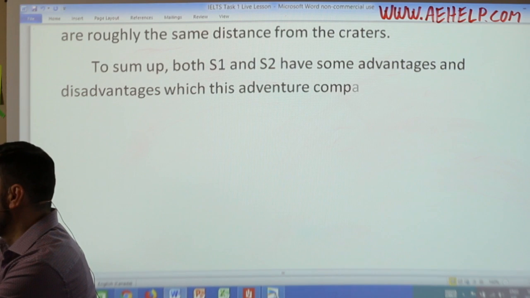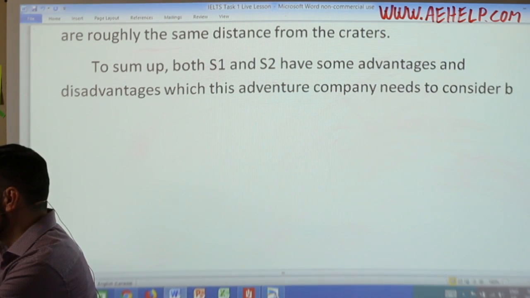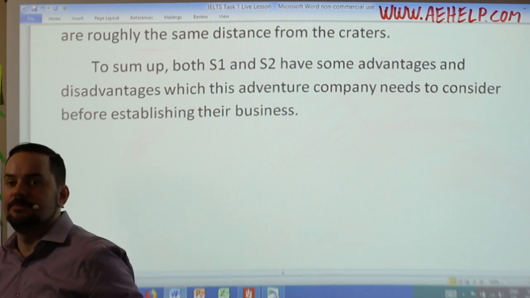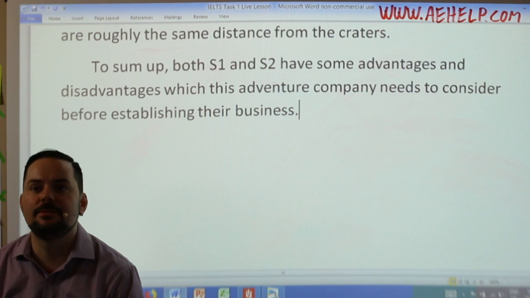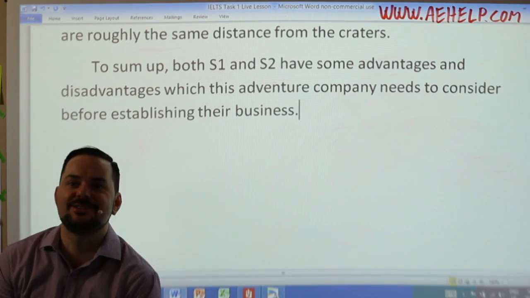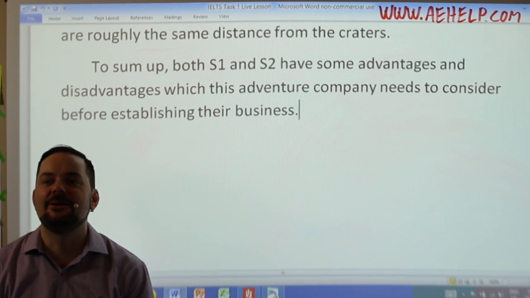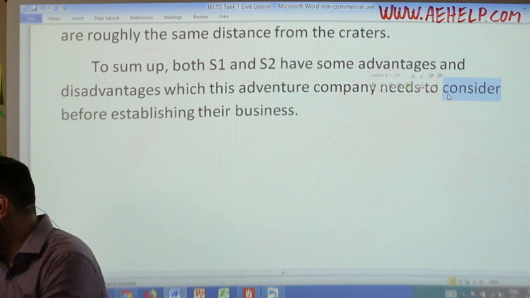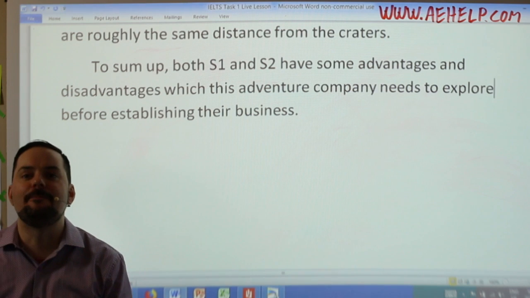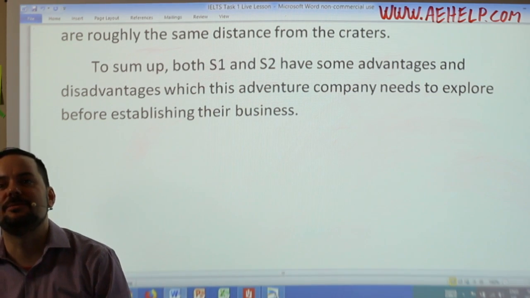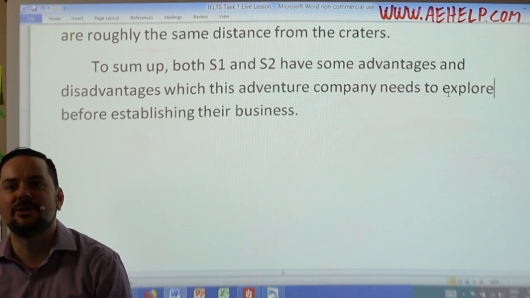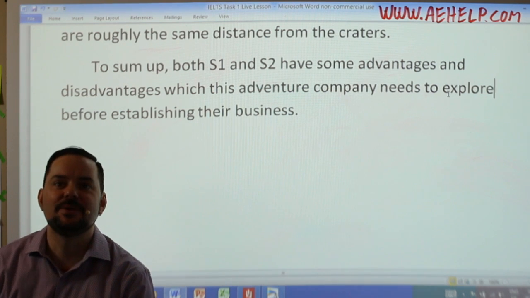this adventure company needs to consider before establishing their business. Okay. So to sum up, both Site 1 and Site 2 have some advantages and disadvantages which this adventure company needs to consider before establishing their business, or need to explore. Sure, explore is a good word as well, Zhao. Why not? I'll take your word. And it's actually a pun in this case because it has a double meaning. Explore means consider, but explore also because they're an adventure company. So, haha, that's a pun. For those of you with advanced English, you should be able to figure out what I mean when I say explore is a pun in this example.